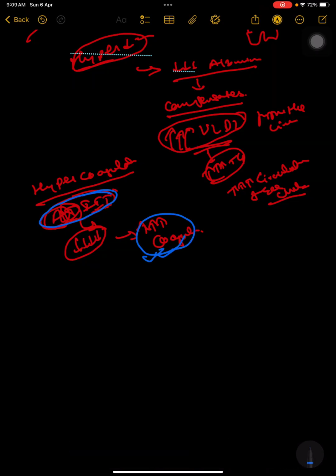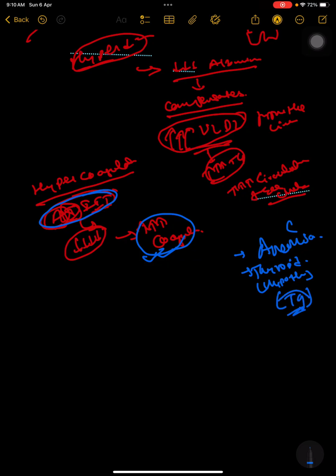Of course, there can be anemia also, then there can be thyroid disorders, hypothyroidism. Thyroid disorders are because of the loss of thyroglobulin.